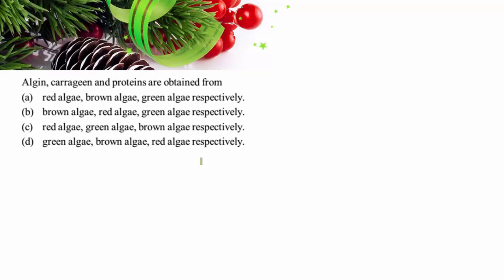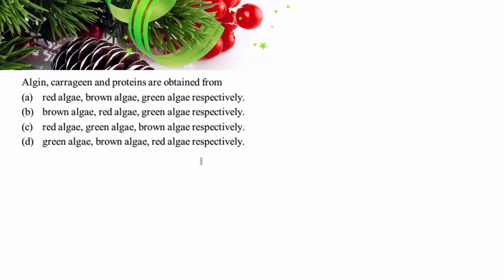Algin, keratin and proteins are obtained from, what are these? All these are hydrocolloidal substances. The options are red algae, brown algae, green algae respectively. So which one is the answer? Algin is obtained from brown algae. Keratin is obtained from red algae, whereas proteins are obtained from green algae.